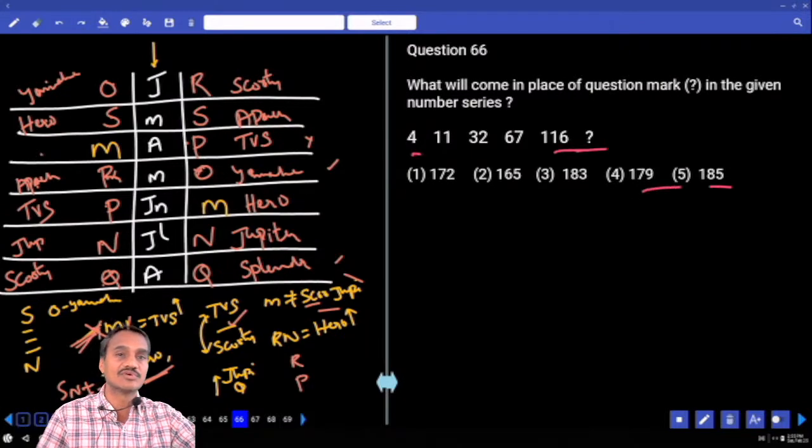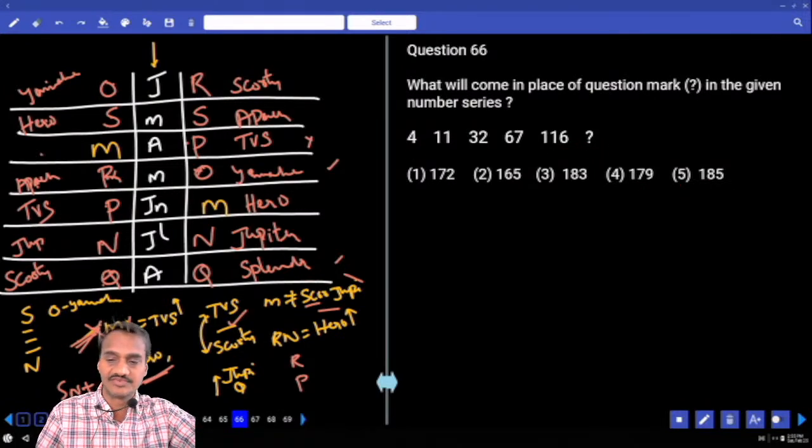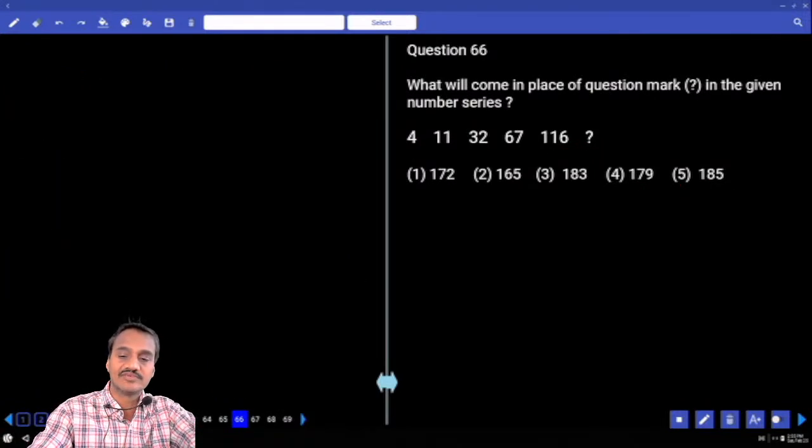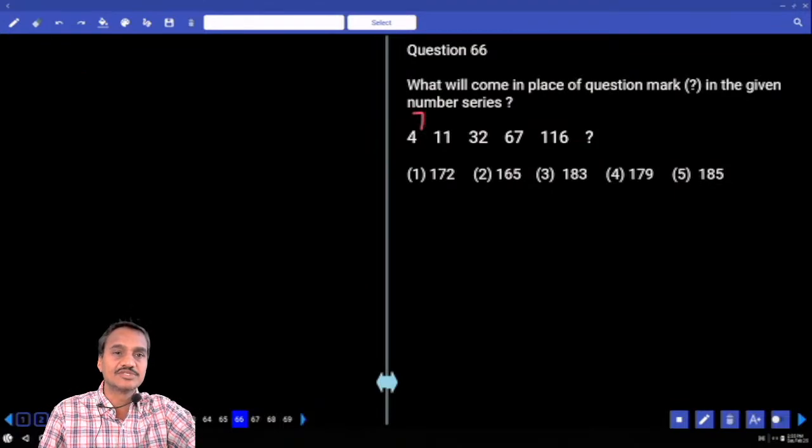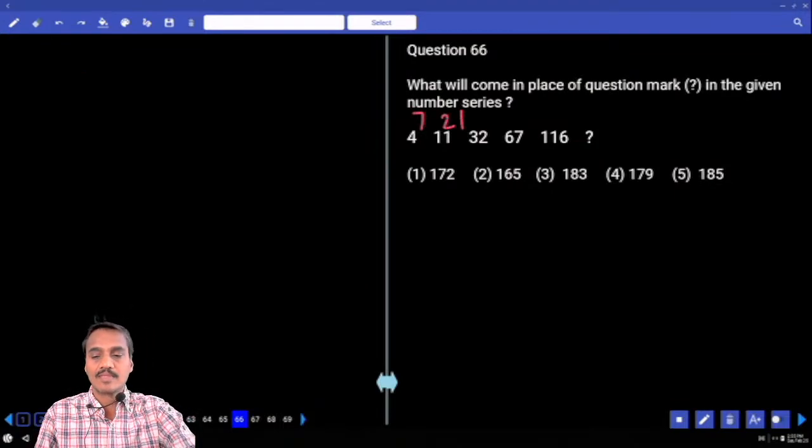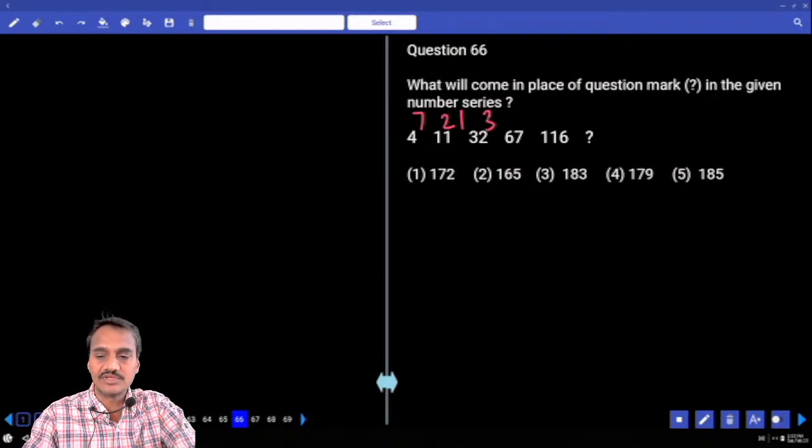Hence it must be difference. Now tell me the differences: 4 and 11, 7. And 11 and 32, 21. 7, 21, the next is 35. Even the multiples are 7 into 1, 7 into 3, 7 into 5, 7 into 7, 7 into 9.